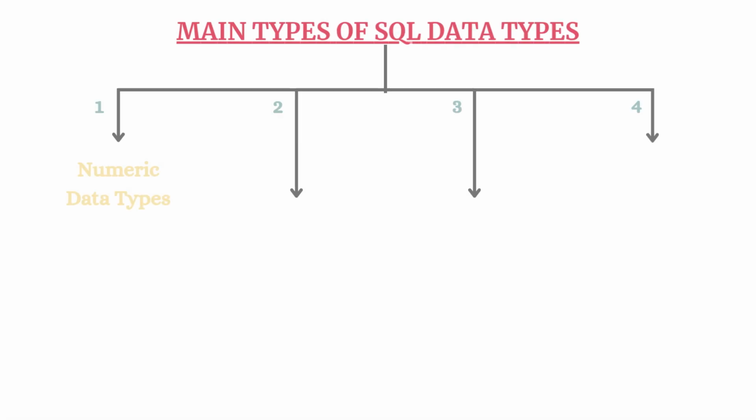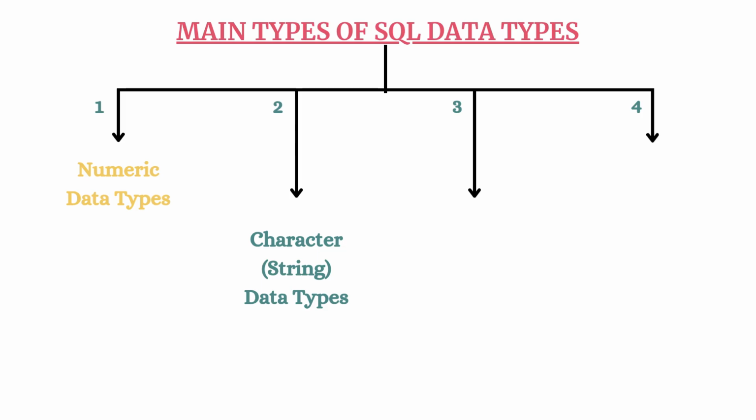Now, there are four main types of SQL data types. The first is numeric data types. Second, character or string data types. Third is date and time data types. And fourth is Boolean data types. Let's discuss each of these in detail with the help of an example.